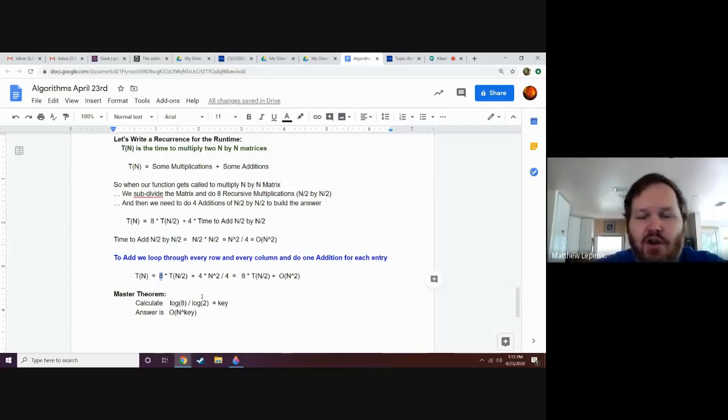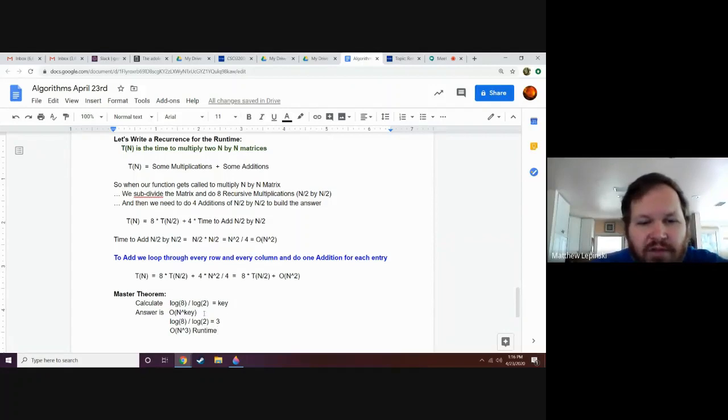And if we consult the master theorem, it will tell us, yes, you have a ton of leaves in your tree. And the answer is going to be n to the k, where k is log 8 over log 2. You could just stick it into your calculator, but log 8 over log 2 is 3. So this is an O of n cubed runtime. Okay.